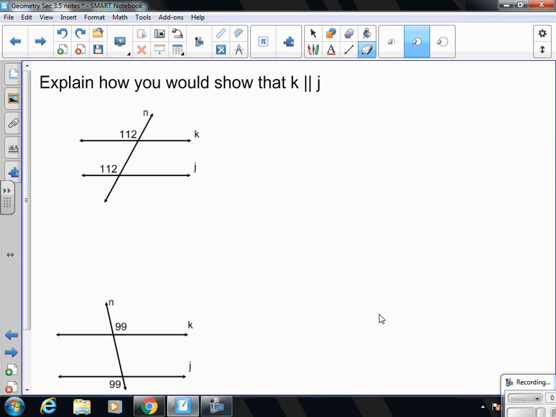They're corresponding angles. And they are corresponding angles that are congruent, right? And so if the two corresponding angles are congruent, then we know the lines are parallel by the corresponding angles converse postulate. The corresponding angles converse postulate tells us that the lines have to be parallel if the corresponding angles are congruent.